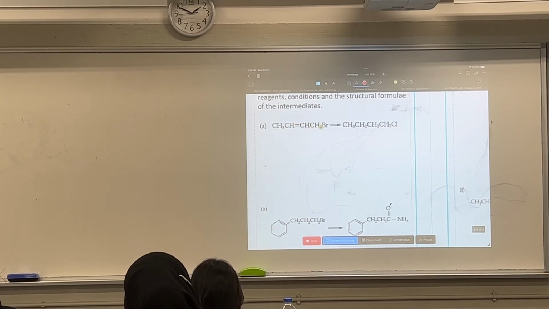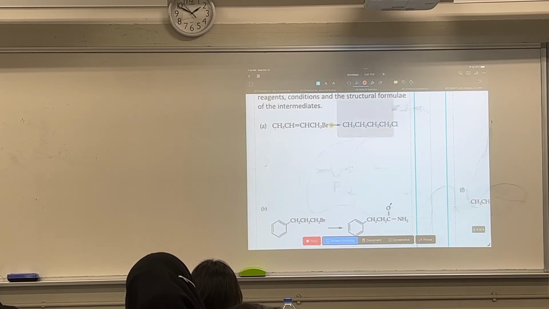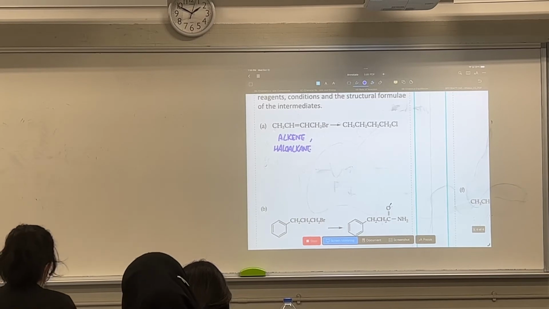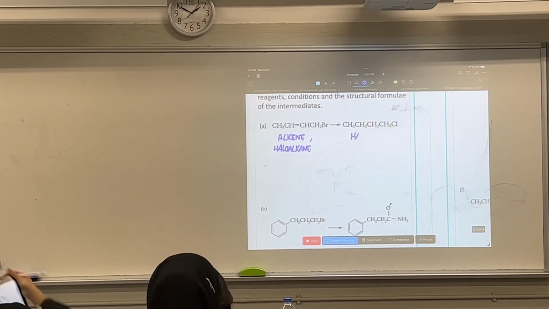Is it an alcohol? No. No, what is it then? Alkene. This is an alkene and also at the same time a haloalkane. Write this down. This is both an alkene and a haloalkane. What about the product compound? It's just a haloalkane.